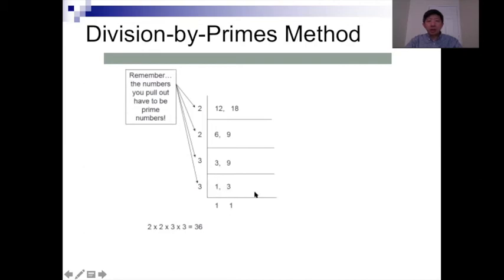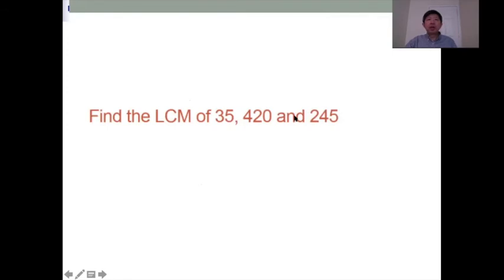So are we done? No, we have to continue, because here we still have a 3. So we bring down the 1 and then divide the 3. Therefore we got 2, 2, 3, 3, 1 and 1. So what is the LCM? The LCM is 2 times 2 times 3 times 3, so we got 36. And next, how about we want to do 3 numbers.